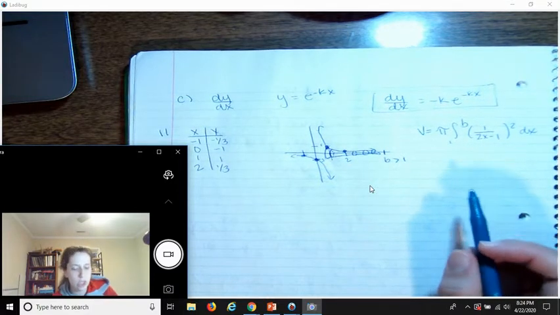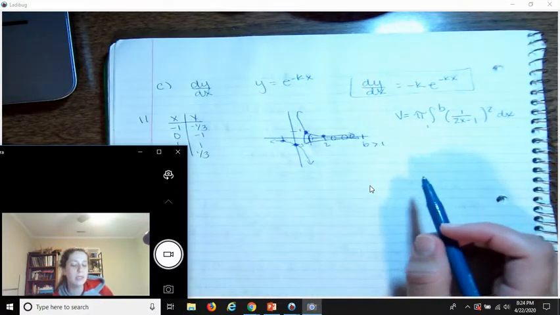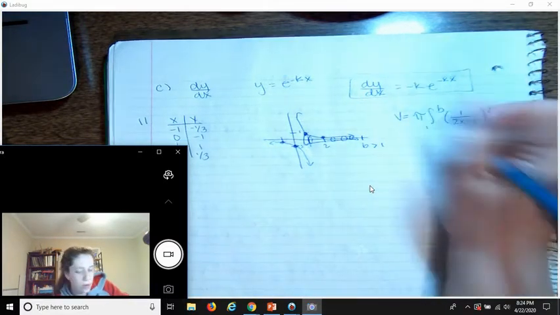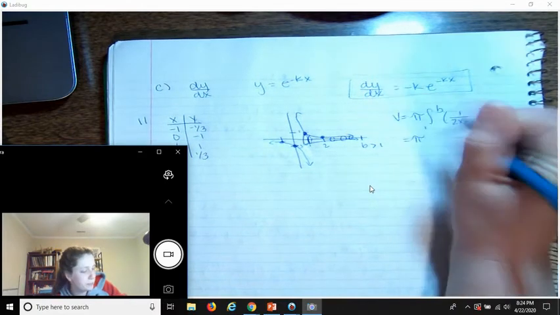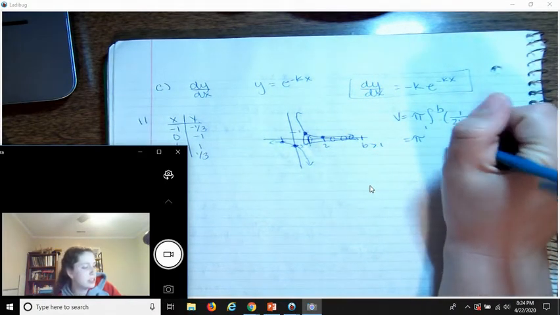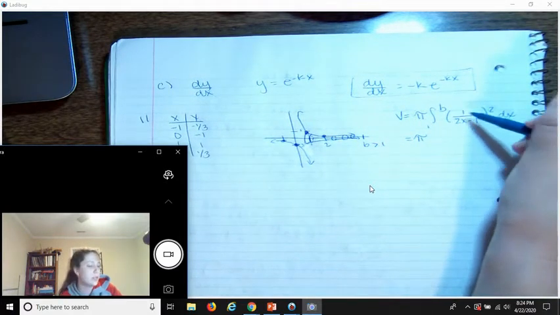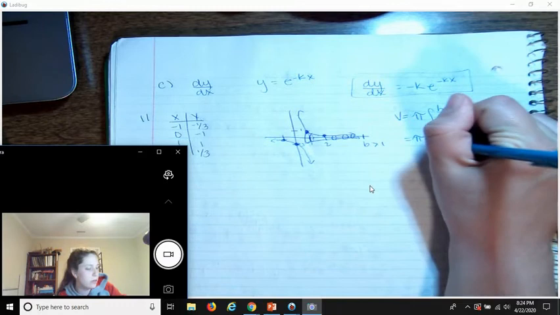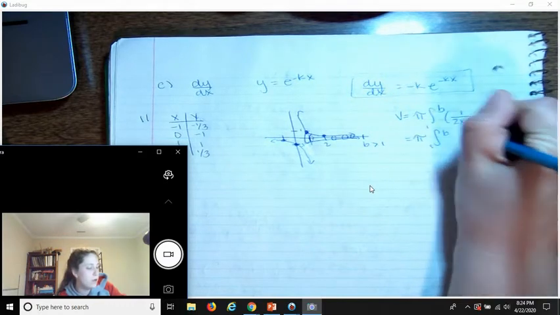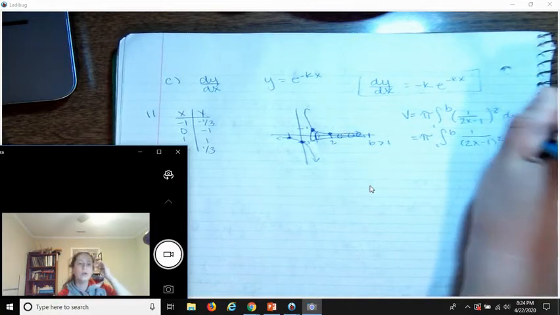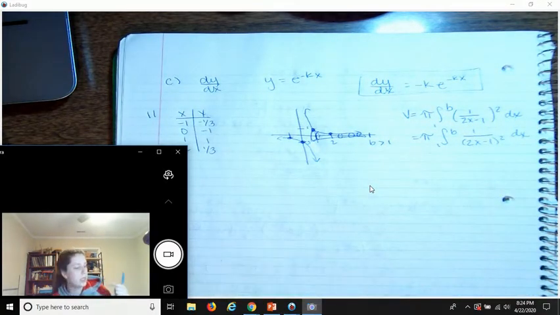Okay, so this you shouldn't have a calculator for because you need to find it in terms of b. So we would have pi, and squaring a fraction means you just square the numerator and square the denominator. 1 squared is 1, so this is really just the integral from 1 to b of 1 over (2x minus 1) squared dx. So then we're going to add 1 to the power in the denominator.